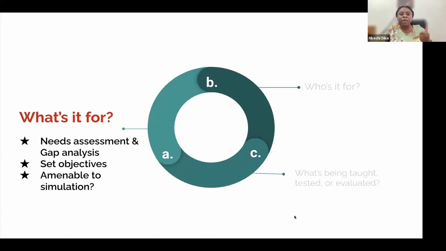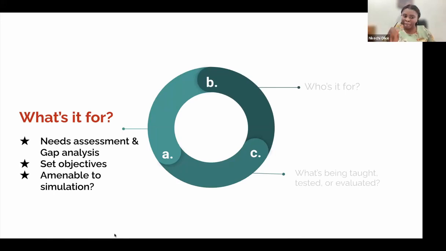The question will be, what's it for? Just like you would do for any problem you're trying to solve, you're going to do a needs assessment and a gap analysis. Is there a need for this activity you're trying to design? Just like you would do for any curriculum design, right? And there are methods to do this. The most popular is the Kern method, for those who want to go study them.